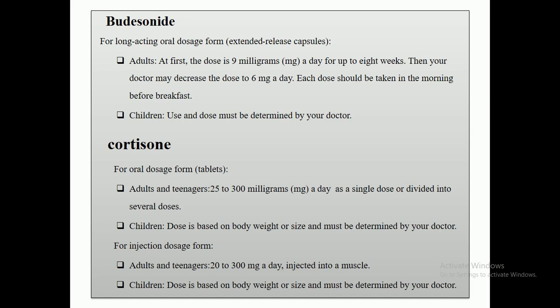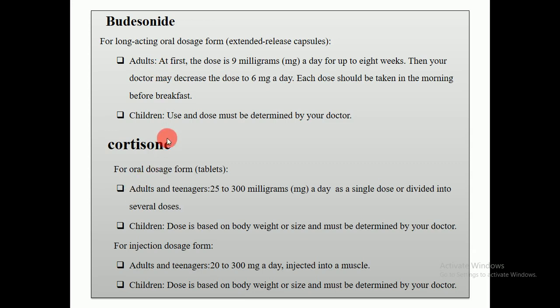So there are some formulas through which you can easily find out the dose for children. As I have already discussed all the dose calculations in my previous lecture, you can search for it, and if you have any problem, you can contact me.